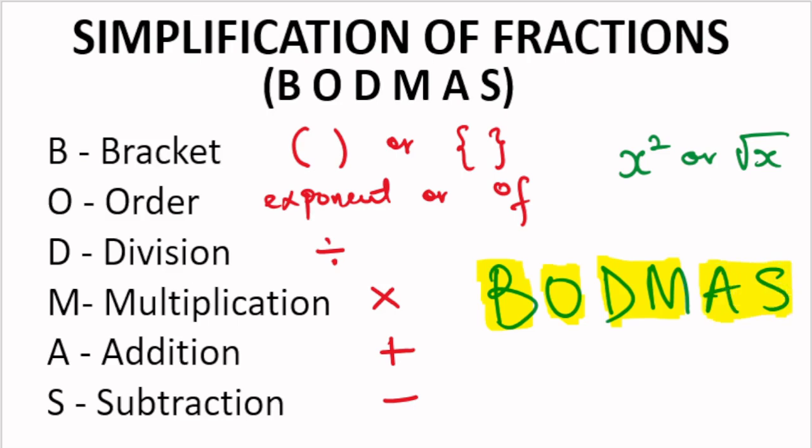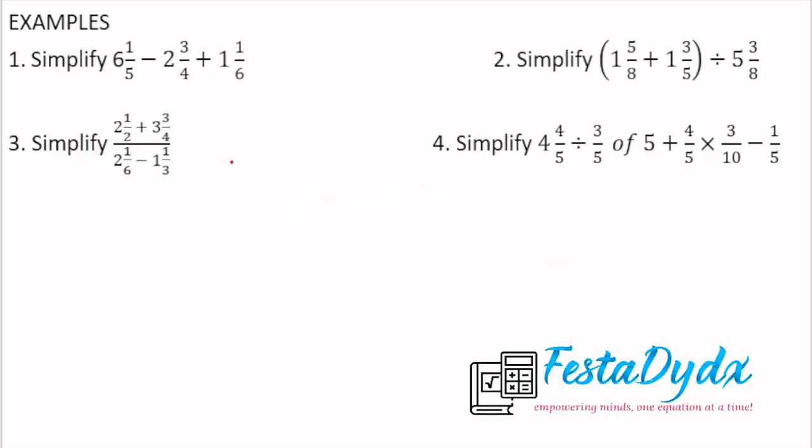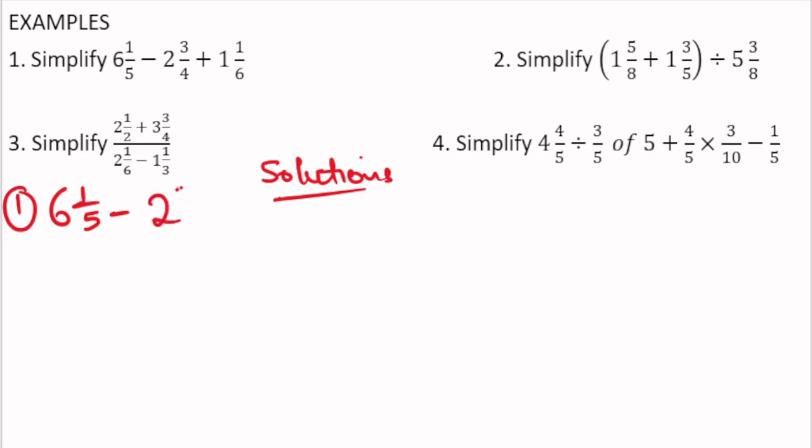Now let's move to the questions we'll have in this video. Solution. For number 1, we have: simplify 6 whole number 1 over 5 minus 2 whole number 3 over 4 plus 1 whole number 1 over 6.